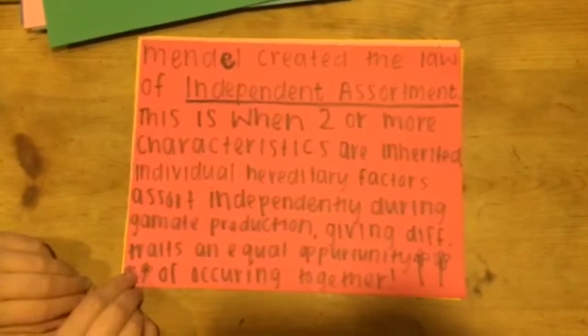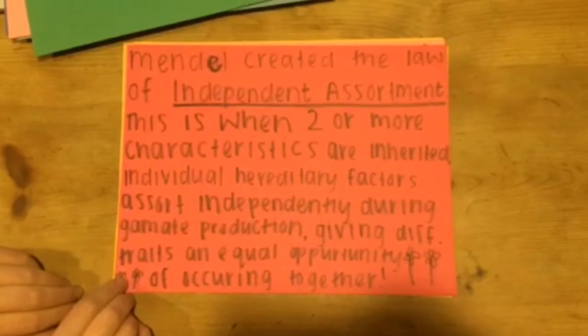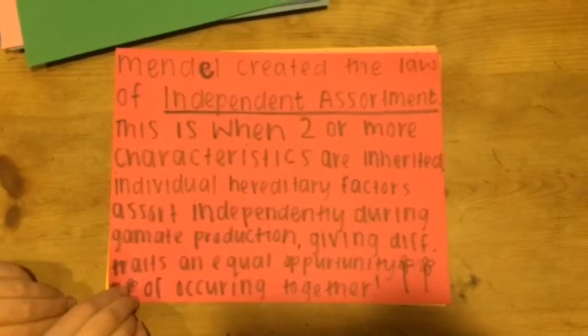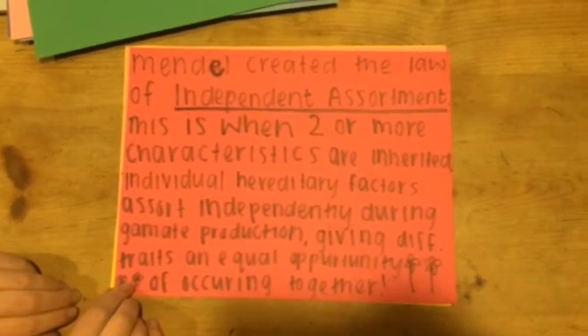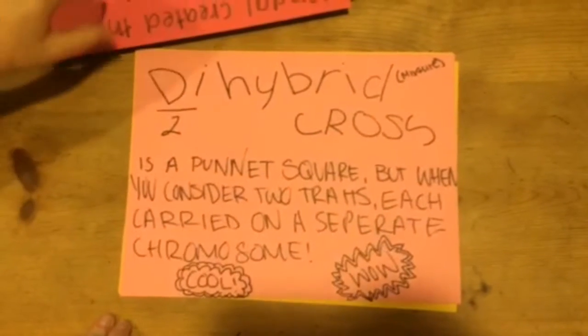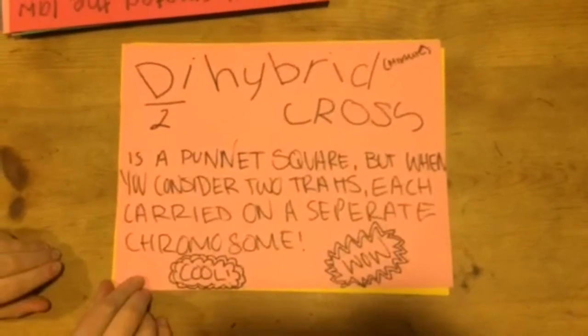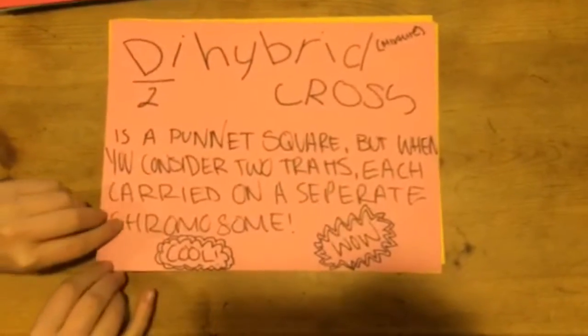This is when two or more characteristics are inherited individually. Hereditary factors assort independently during gamete production, giving different traits an equal opportunity to occur together. A dihybrid cross is a Punnett square, but when you consider two traits, each carried on a separate chromosome.